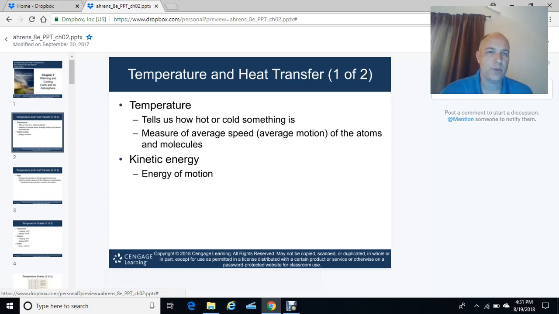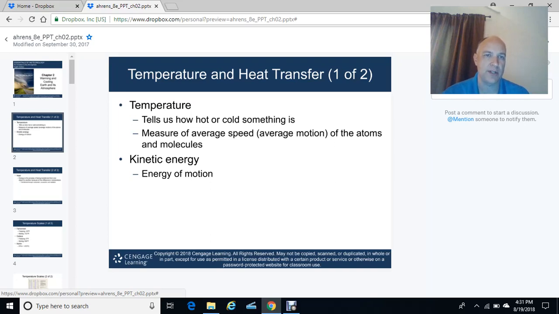All right, the first thing we want to talk about is the difference between... we'll start with temperature and explain that, and then we'll go into different heat transfer mechanisms in more detail. So first, the definition of temperature: what exactly is temperature? Temperature tells us how hot or cold something is. It measures the average motion of the atoms and molecules.